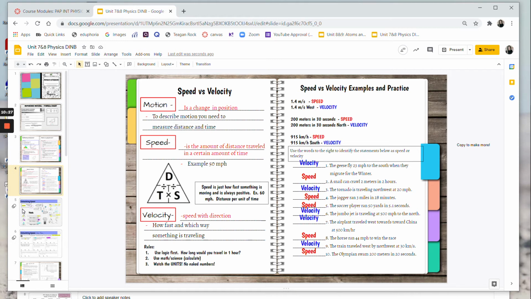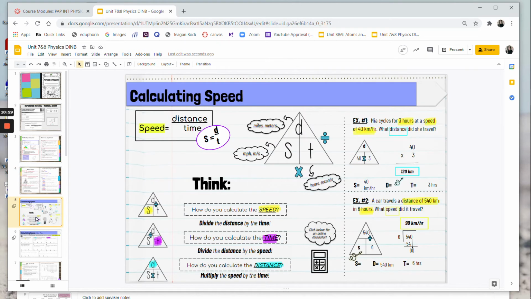Okay, on slide 5, it's just some calculating speed reminders. It's talking about your formulas, just like I was saying. Speed is distance divided by time. Okay, when you put in the triangle, d is over t, so you divide. When you're solving for time, you're doing distance divided by speed. And when you're trying to solve for distance, it's speed times time.